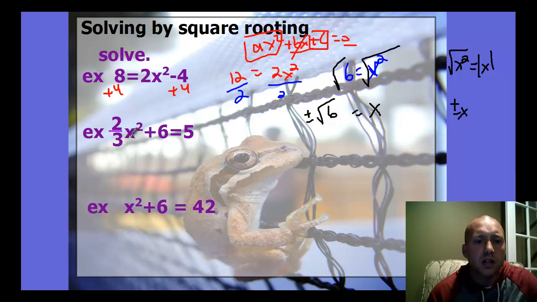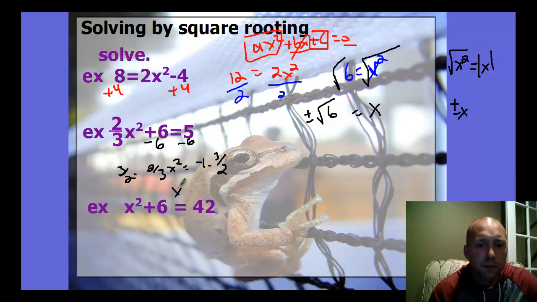Here, we have to isolate the x squared, so I'd subtract 6 from both sides. So we have 2/3 x squared equals -1. Then I'm going to multiply both sides by the reciprocal to isolate x squared. So we're going to get -3/2. And then we have to square root both sides.